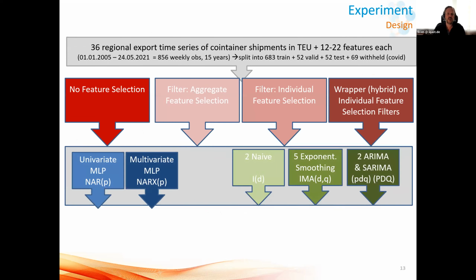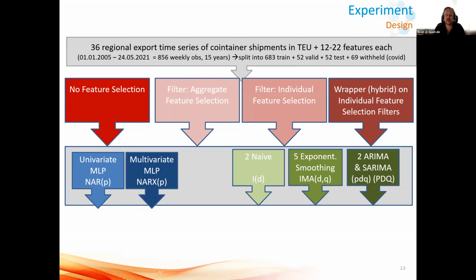We only limit this to 36 regional export time series. These are for the larger repositionings between Europe and Asia. It's still relevant. We have 15 years of weekly data, and we try to evaluate no feature selection, aggregate feature selection with filters, and stepwise regression. In essence, there are different versions of that: individual selection per time series with stepwise selection on, or a wrapper across this. And then, of course, we compare it to some statistical methods.